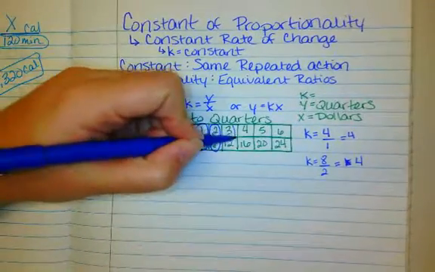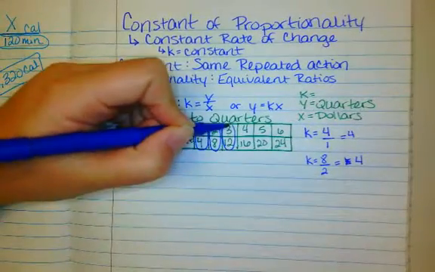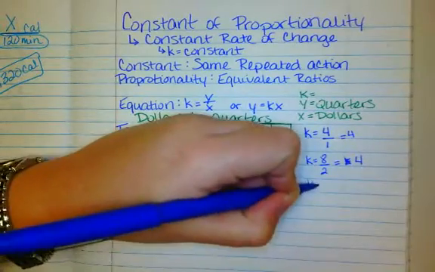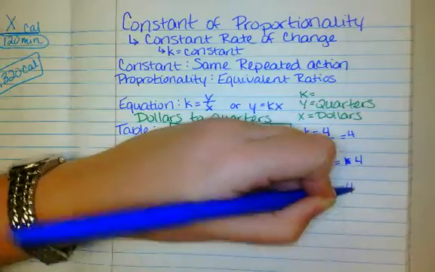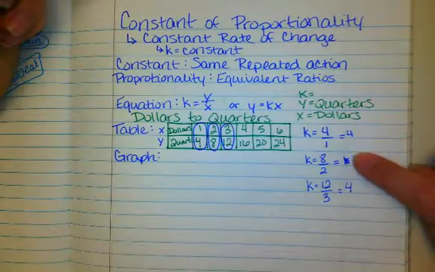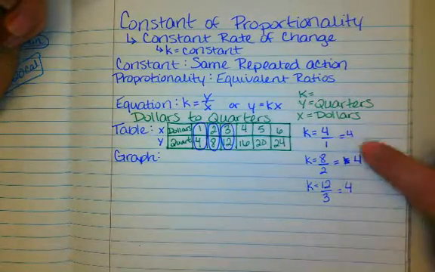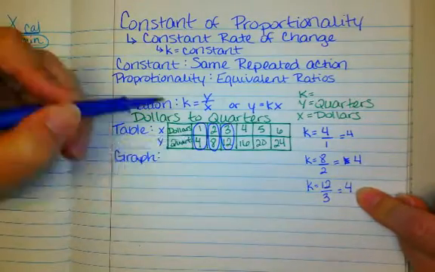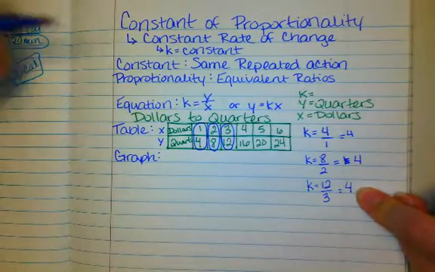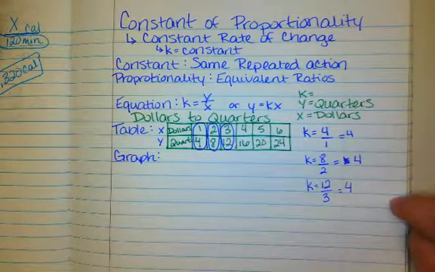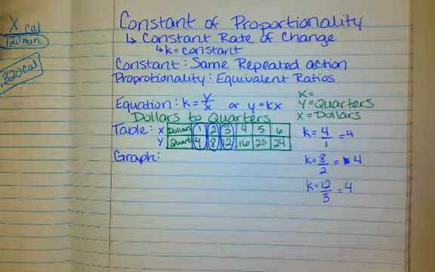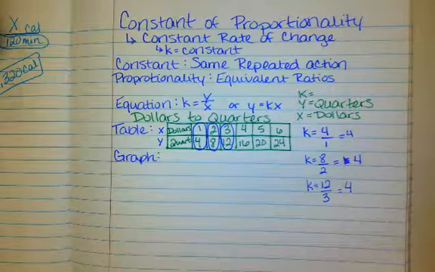If you notice, no matter what, anytime I divide my y by my x, so if I do 12 divided by 3, I still get 4. So because I have the constant quotient of 4 every time I divide y divided by x, the relationship between dollars and quarters shows a constant rate of change or a constant of proportionality.